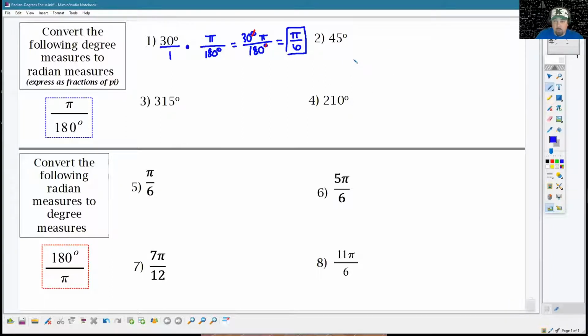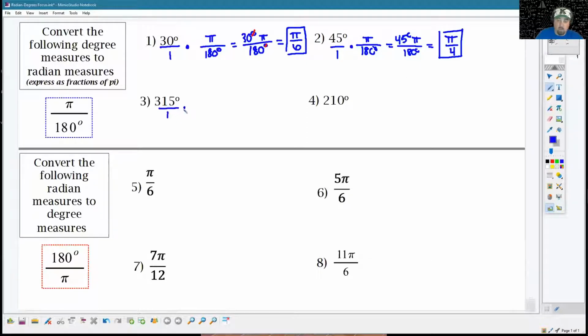We are going to do the same thing for the rest of these. So 45, we're going to make this a fraction. We know pi goes on the top right here. So we get 45 degrees times pi over 180 degrees. I'm not going to cancel everything out, but 45 divided by 180 is a fourth. So that one's going to give us pi over 4.